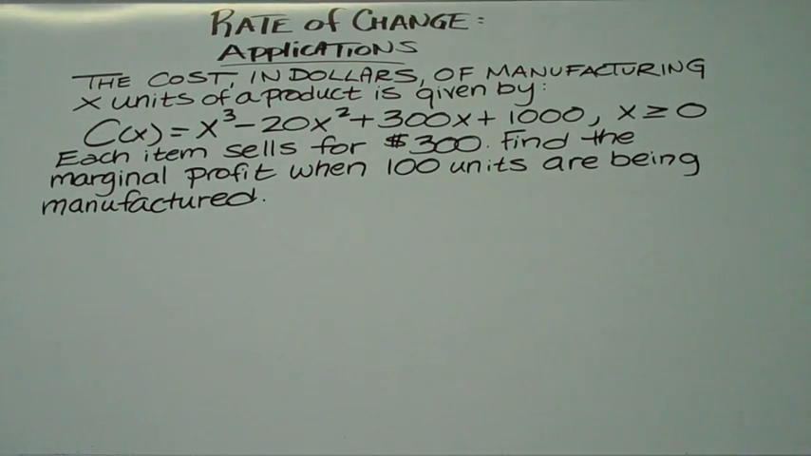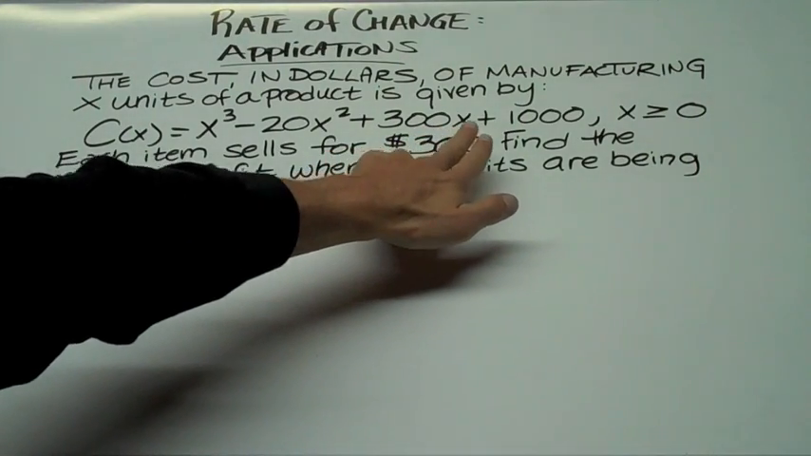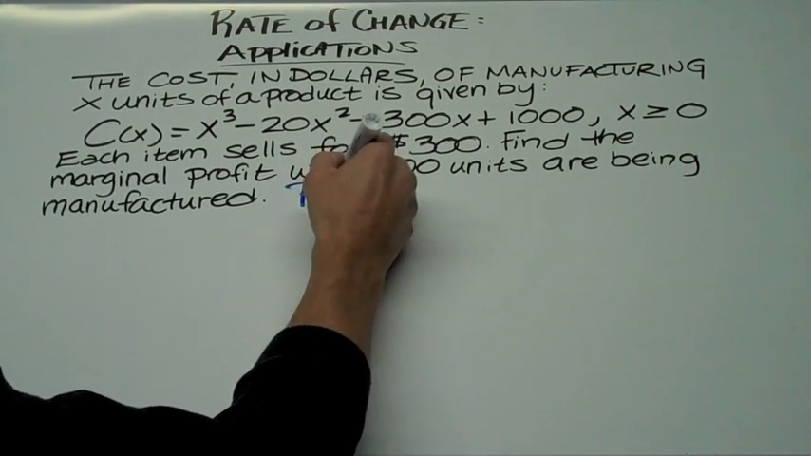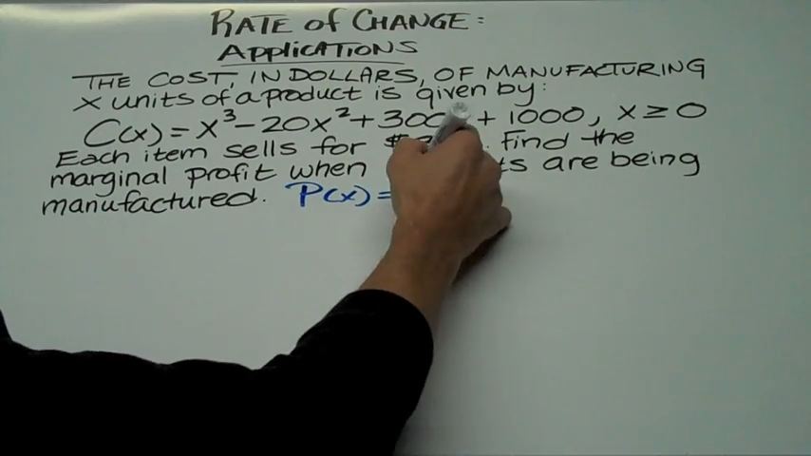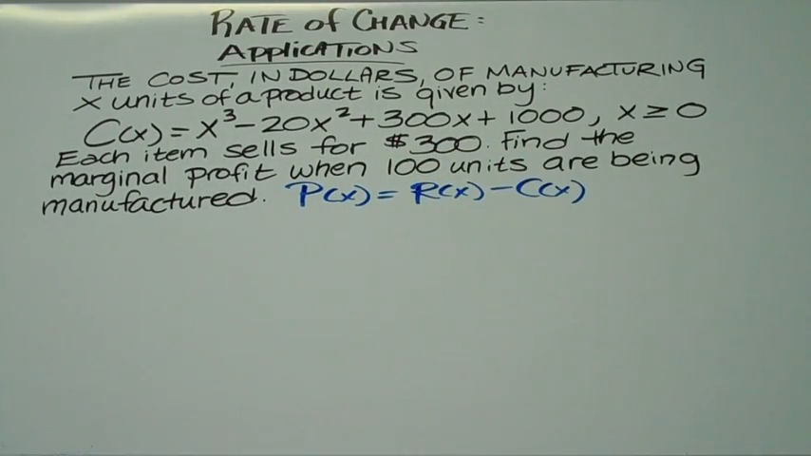Let's do a problem using the application of rate of change. Here we have a problem that says the cost in dollars of manufacturing x units of a product is given by C of x equals x cubed minus 20x squared plus 300x plus 1000, for x greater than or equal to 0. If each item sells for $300, find the marginal profit when 100 units are being manufactured. First of all, we have to remember that profit is equal to revenue minus cost. So we have that in mind.